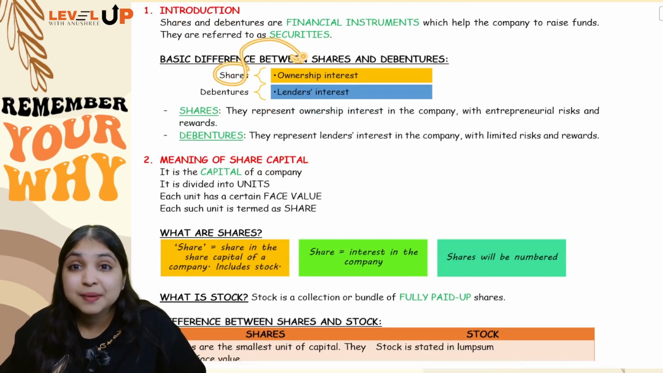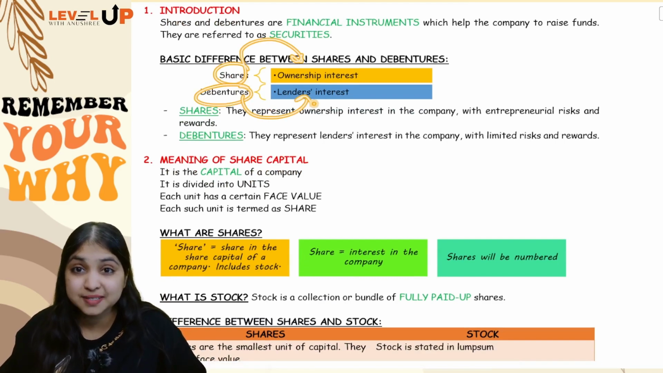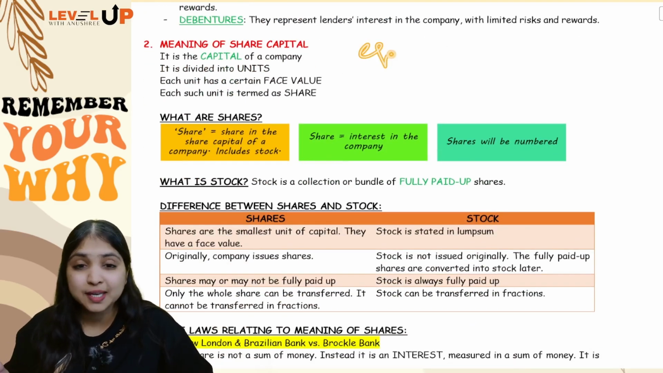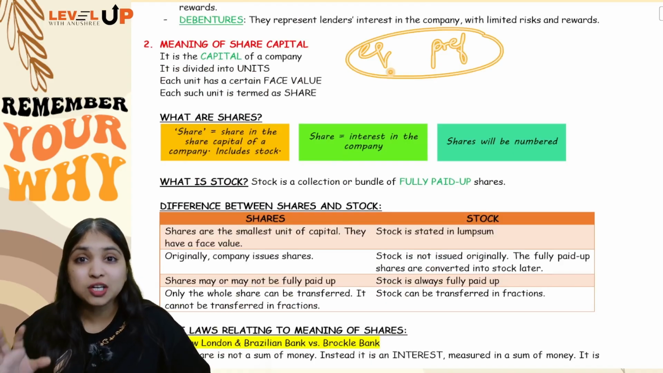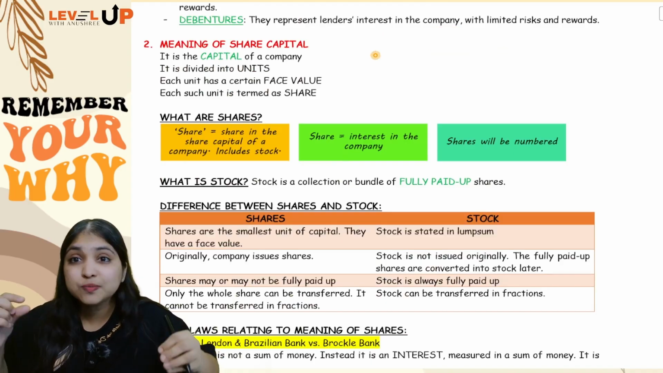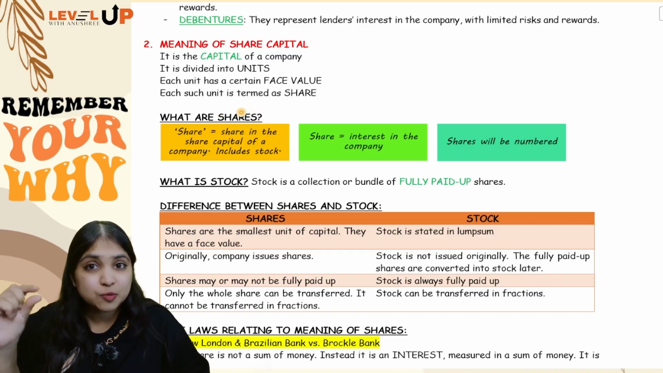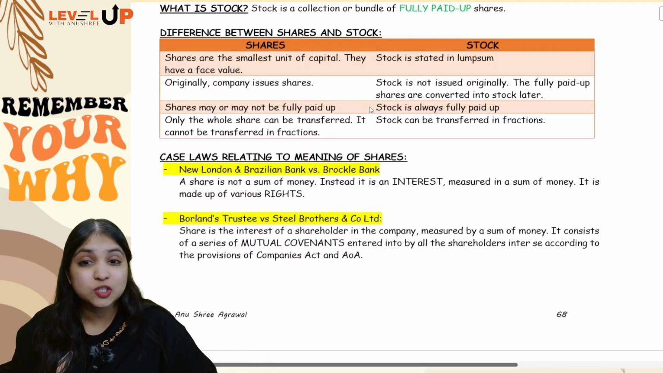We said that shares represent ownership interest, whereas debentures represent lender's interest. Then we discussed that the total share capital of the company, both equity and preference put together, is divided into small units, and each unit is called a share. So share is nothing but small units of the share capital, and share also includes stock.